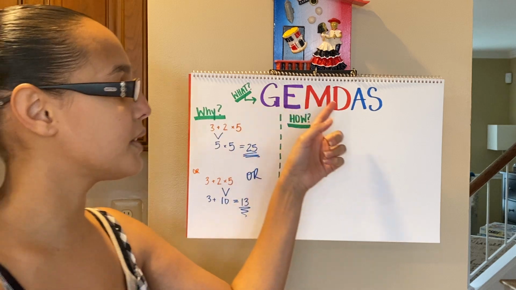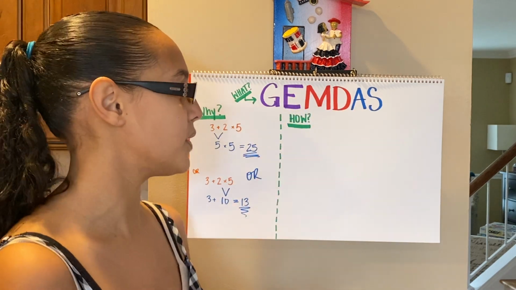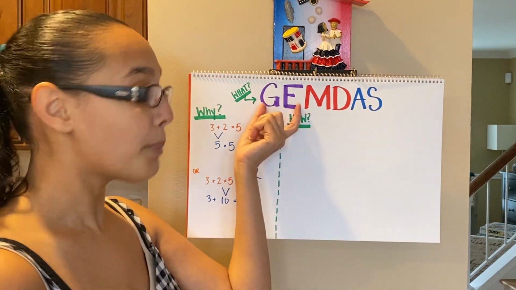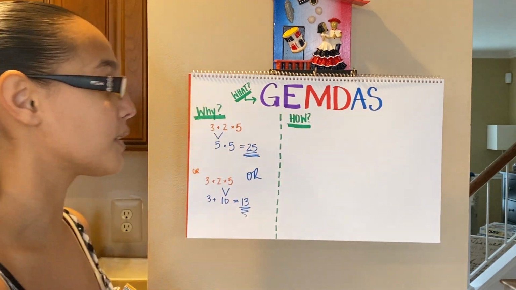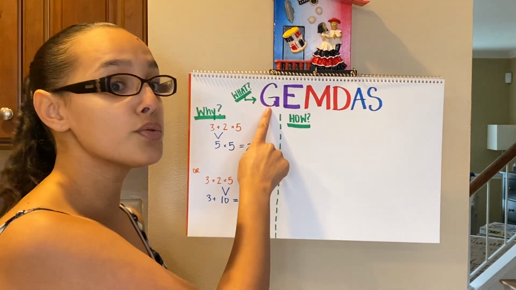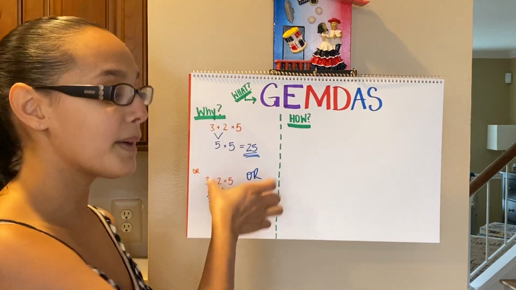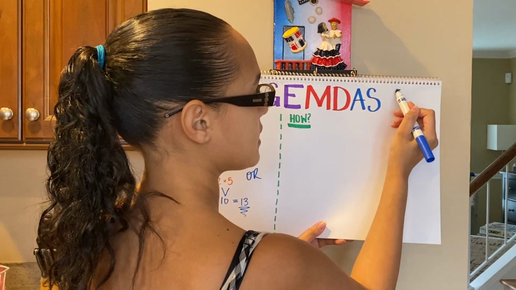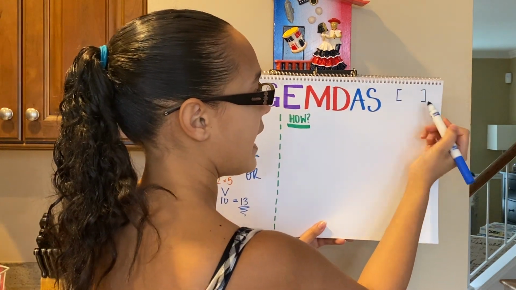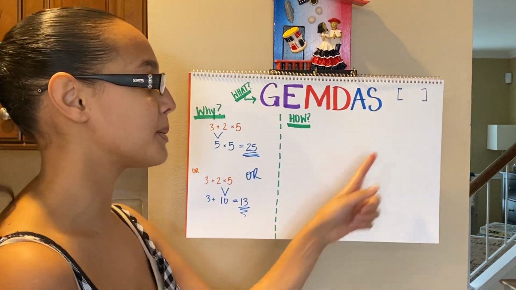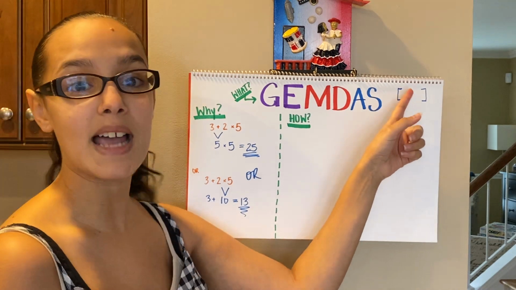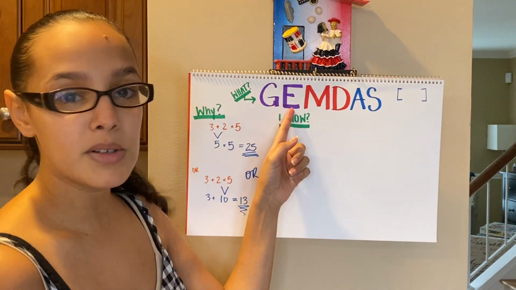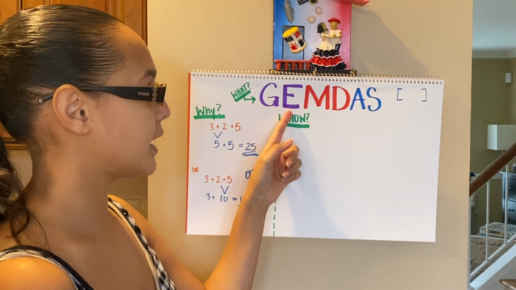So now let's go on to how we solve it. I've already grouped the different operations or parts of GEMDAS using the same colors. So the G is groupings. Anything that is in parentheses or in something called brackets. Brackets look like this. And usually if you have a bracket, that means that there's going to be a set of parentheses inside that bracket. So that's groupings. Exponents you don't need to worry about till 6th grade.